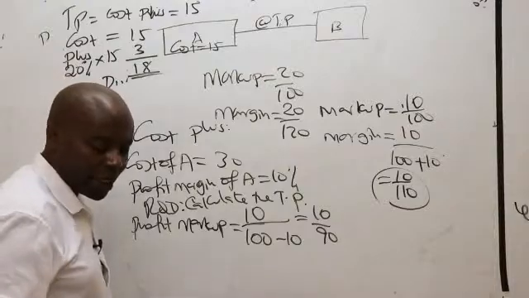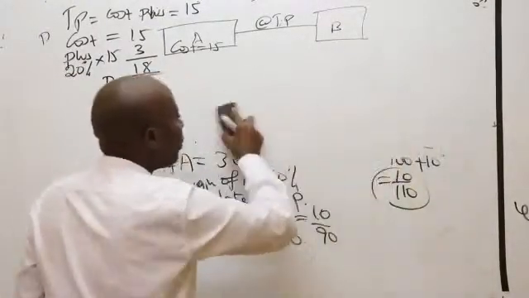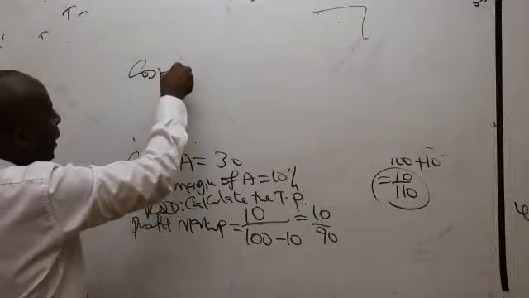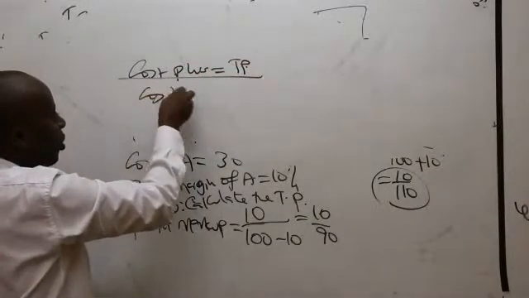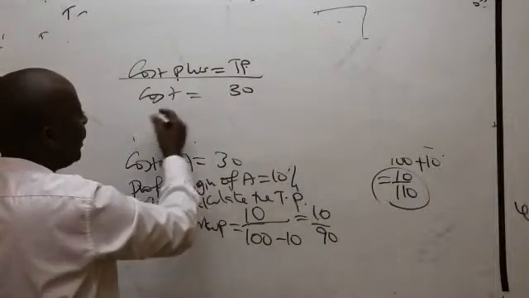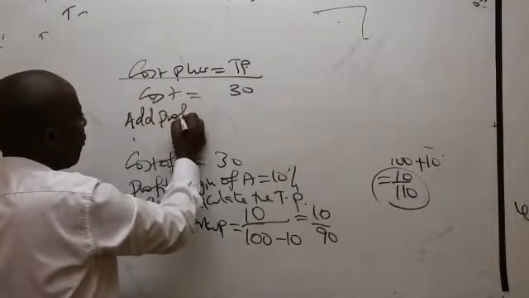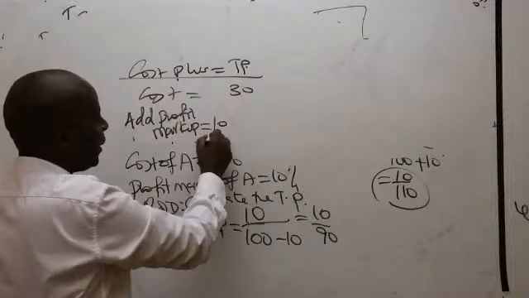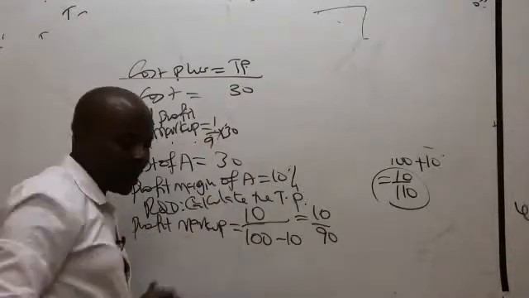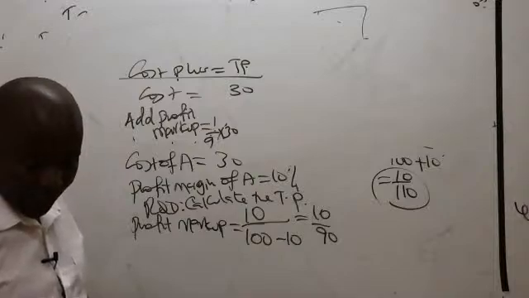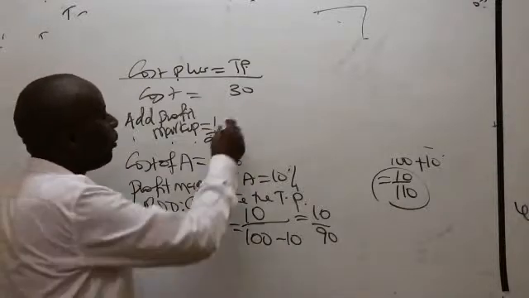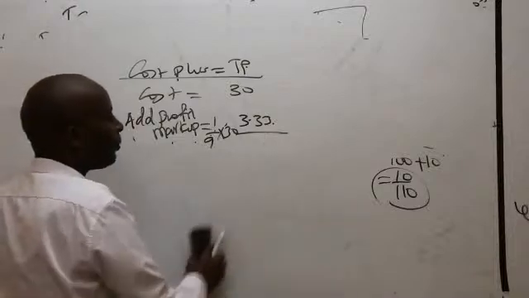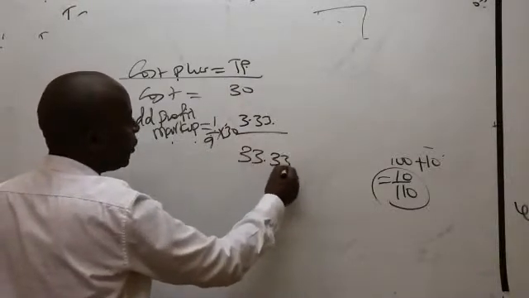And now having gotten that, I'll be able to apply my cost plus to get my transfer price. For this illustration, cost plus equals TP. We start with the cost. So the cost here is 30. And then we add profit markup. The profit markup, you told me it is 10 over 90 or 1 over 9 times the 30. That's the same as 30 divided by 9, which gives us a beautiful figure of 3.333. So therefore, this department will get a transfer price of 33.33.